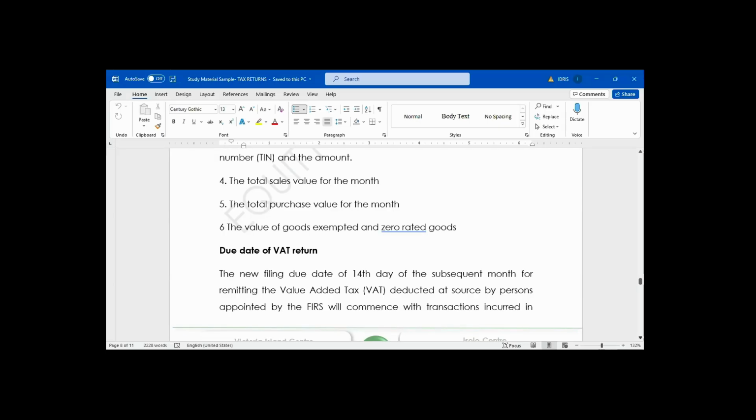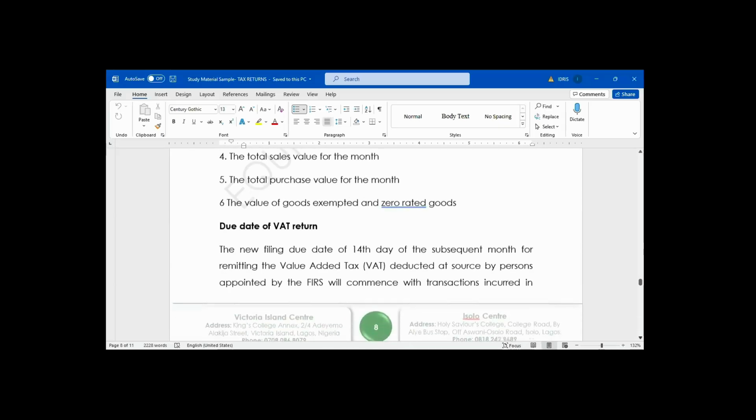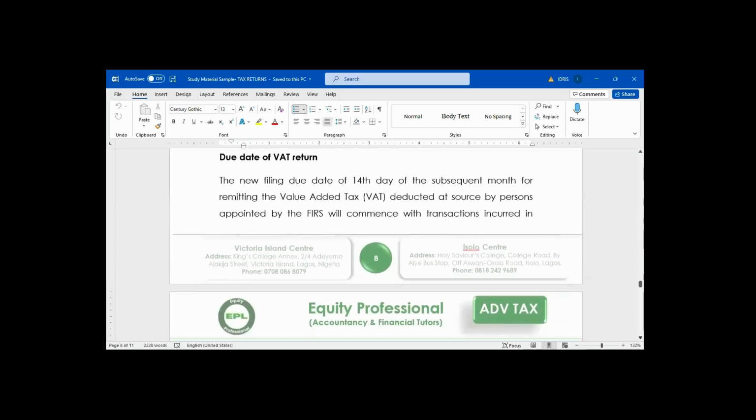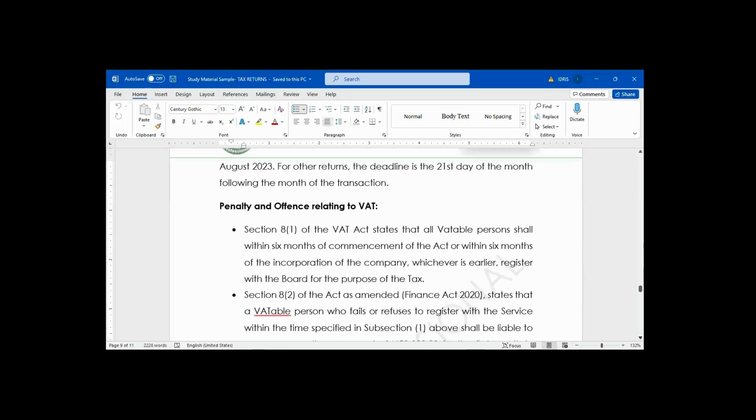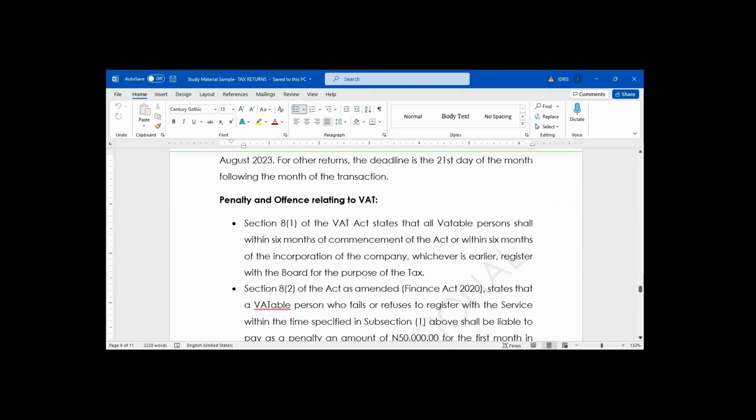The due date for filing value-added tax is 21 days of the month following the month of transaction. But in the case of VAT deducted at source, what is the due date for filing that value-added tax? 14 days of the month following the month of transaction, if the VAT was deducted at source.